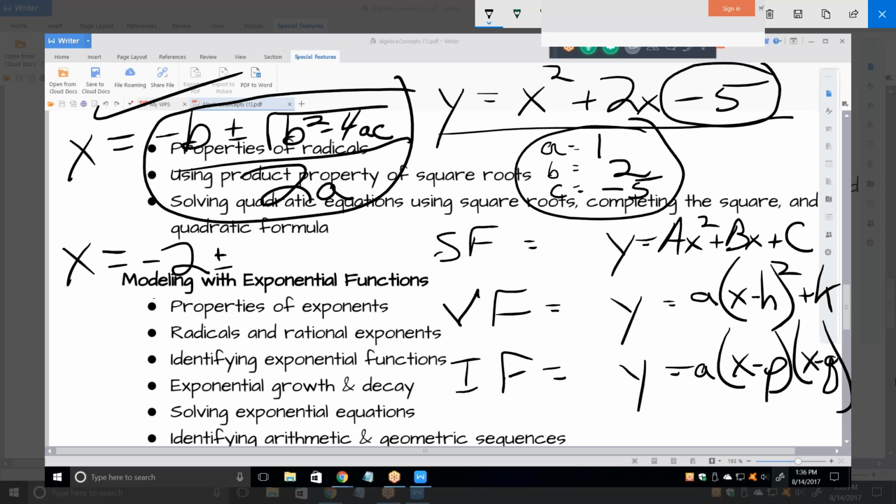What's the next? In other words, this is really pretty easy. You just have to plug in the numbers. So what's b squared? 2 squared. What's the rest of it? 4 times 1 times negative 5. Now, all over what? 2 times 1.